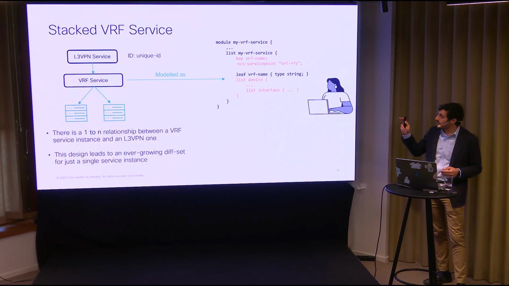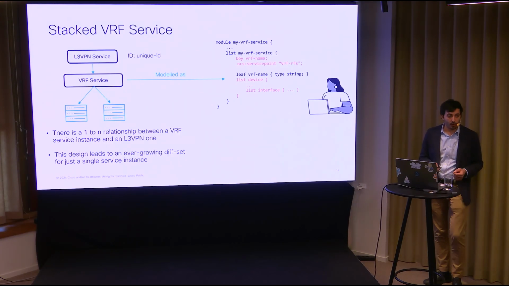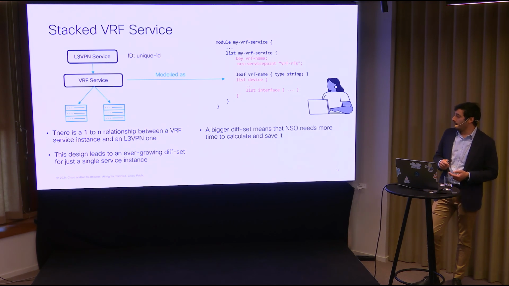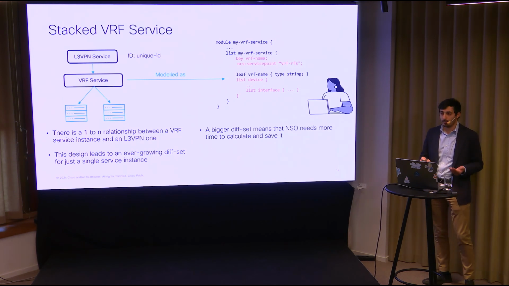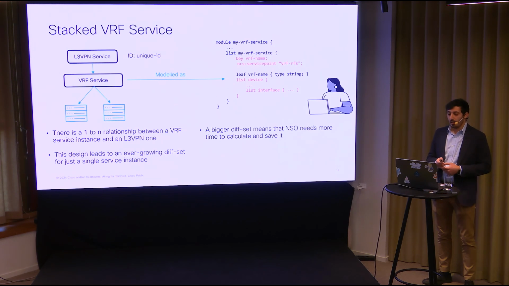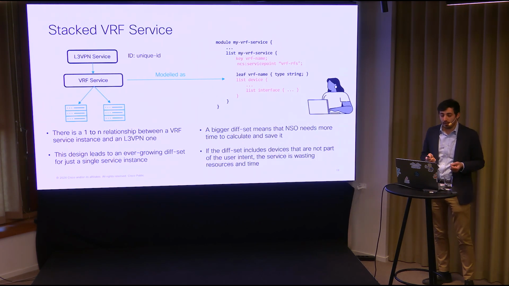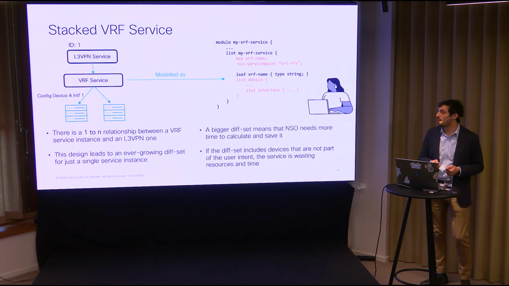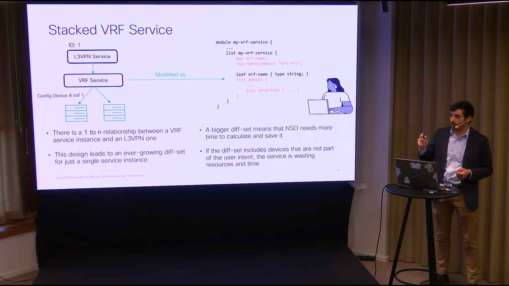And also that this design leads to an ever-growing diff set for just a single service instance, because a single service instance is going to configure a lot of interfaces and a lot of devices. A bigger diff set means that NSO needs more time to calculate and to save it. And also, if the diff set includes devices that are not part of the user intent, we are wasting both resources and time. What does this mean? Let's imagine that we already configured one service, that we have the L3VPN service with ID 1 that configured, using the VRF service, interface 1 on device A.